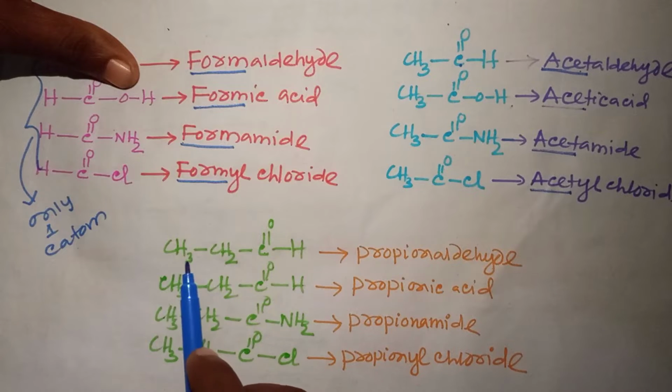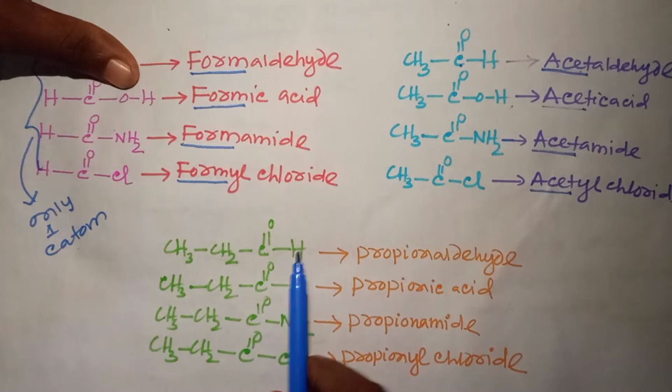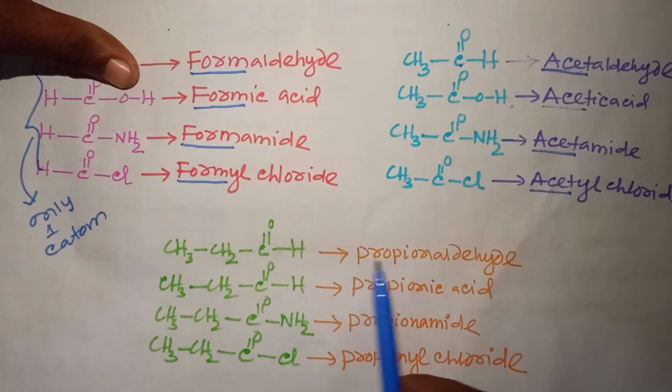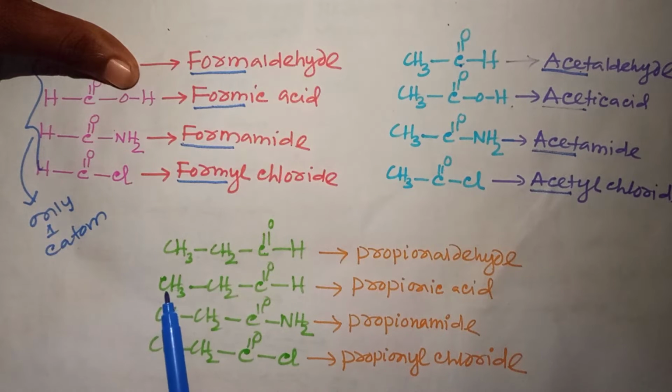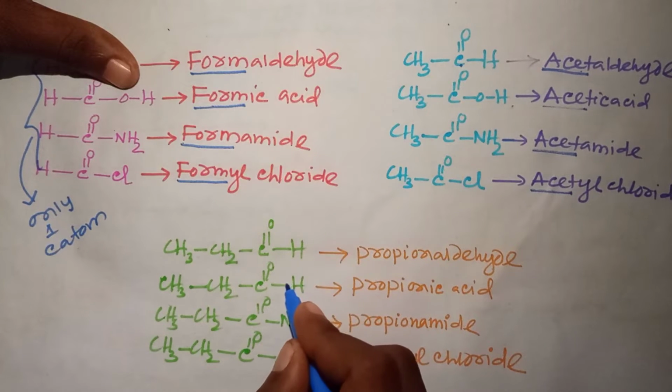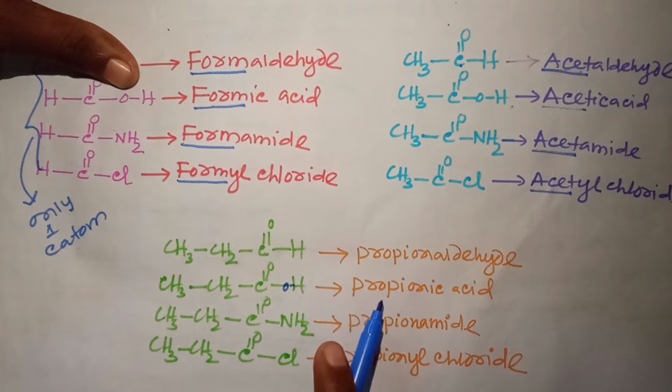Similarly, here is another example. This is CH3CH2CHO. Its name is propionaldehyde. Here it is CH3CH2COOH. Its name is propionic acid. Here it is CH3CH2CONH2. Its name is propionamide. And here it is CH3CH2COCl. Its name is propionyl chloride.